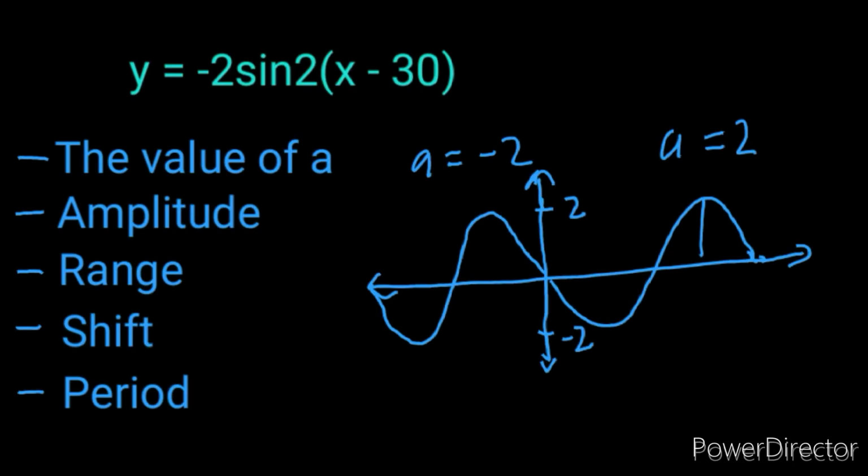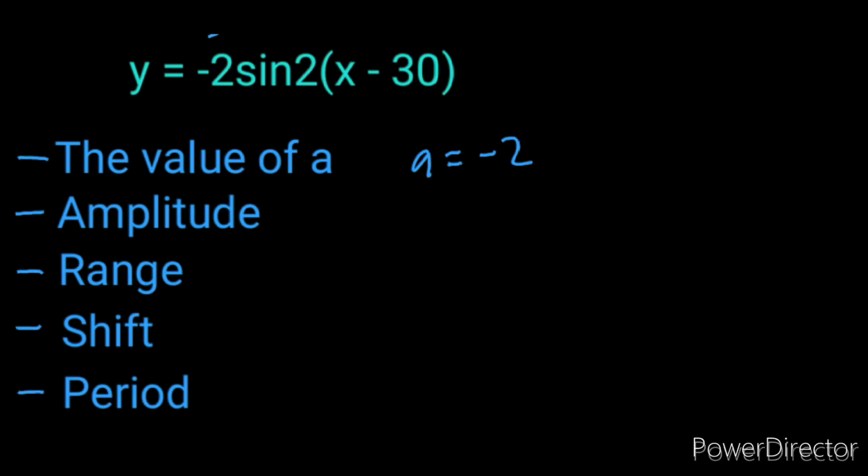This method works whether it's sine or cos or tan. So just from the equation, we can see that A is negative 2. Then they ask for the amplitude. Even though A is negative 2, the amplitude is not negative 2. The amplitude is 2, because amplitude is distance, and distance can never be negative. So the amplitude is 2.